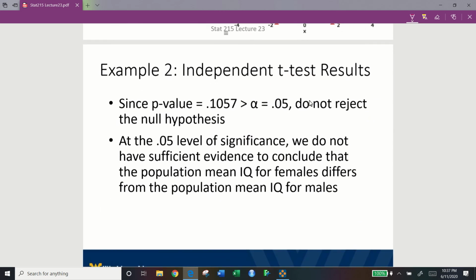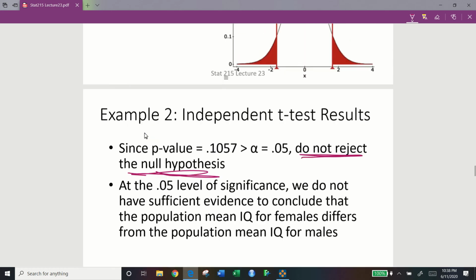So since our p-value is 0.1057, which is clearly greater than our alpha level at 0.05, we do not reject the null hypothesis. This means at the alpha equals 0.05 level of significance, we do not have sufficient evidence to conclude that the population mean IQ for females differs from the population mean IQ for males.